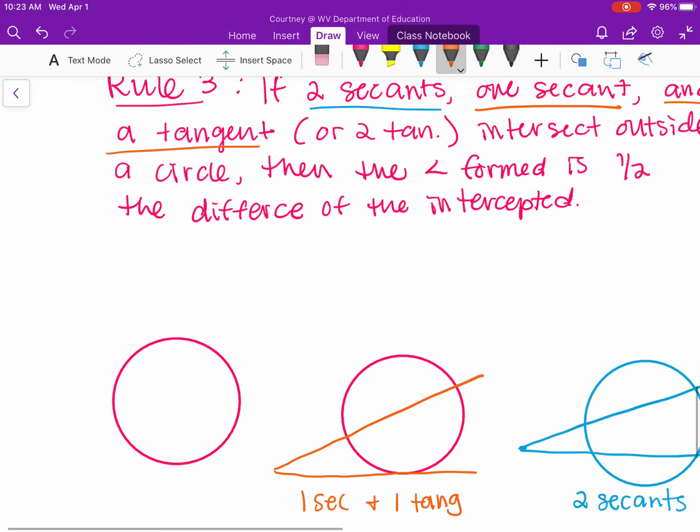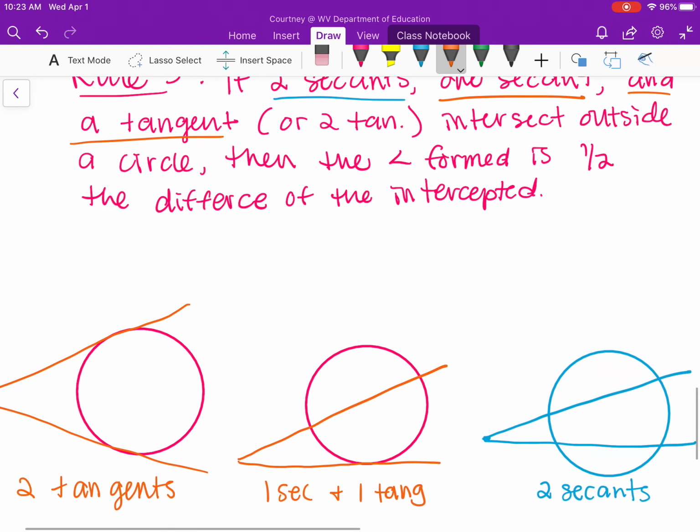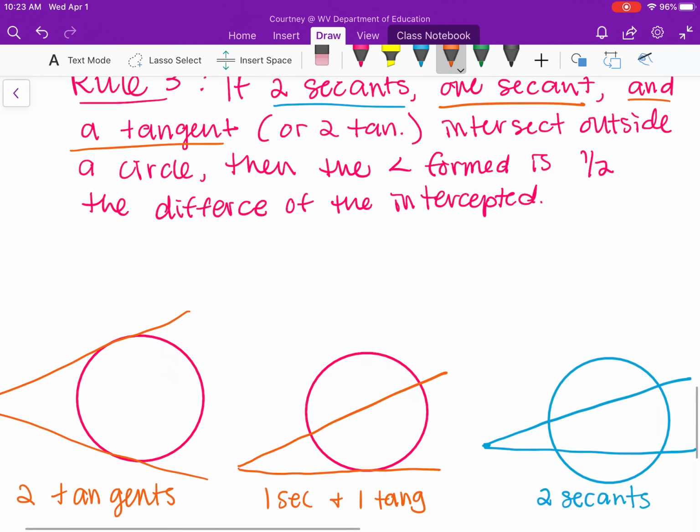So I need to scoot over a little bit. We have a tangent. Oh my word, my drawings are horrible. We have a tangent there and then a tangent there. So that's 2 tangents. Remember, the difference between secant and tangent is a secant line goes through twice and a tangent line just touches 1 time.